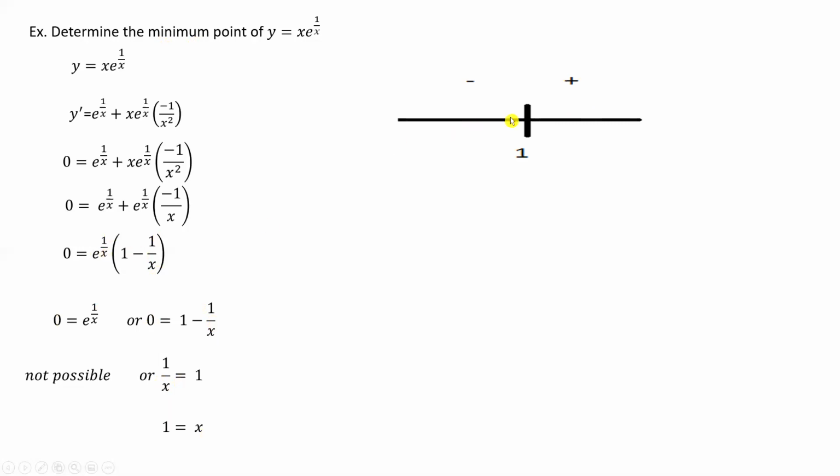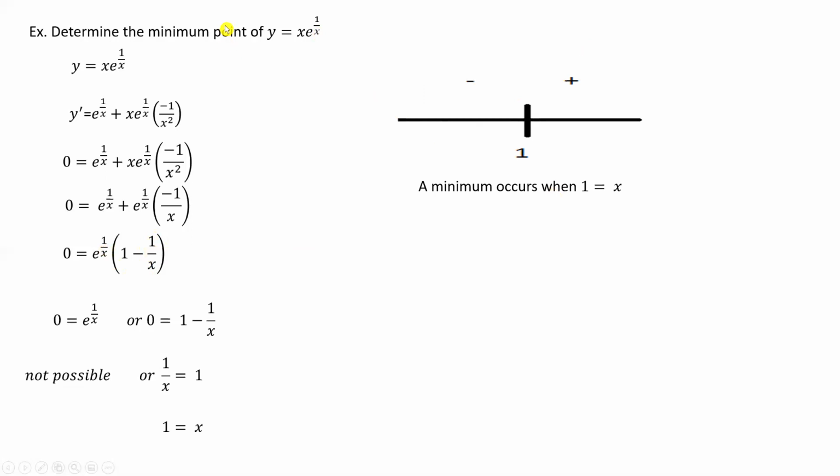Now be careful when you pick a number over here. There's actually an asymptote in this question at 0, so you cannot go beyond 0. So what number could we pick? What about 1 over 100? 1 over 100 is between 0 and 1. 1 over 1 over 100 is 100, which makes that negative, and this is going to be positive. So we'll end up with a negative on this side. Negative slope, positive slope. So we know there's a minimum when x equals 1.